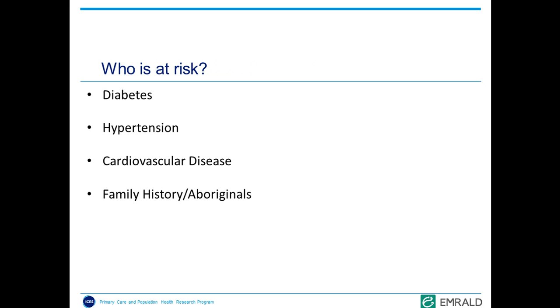Who's at risk? Statistics coming out of the US have found as many as 1 in 3 patients with diabetes and 1 in 5 patients with hypertension have CKD. Other risk factors include increasing age, cardiovascular disease, family history of CKD, and Aboriginal descent.